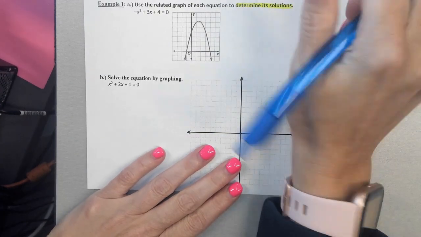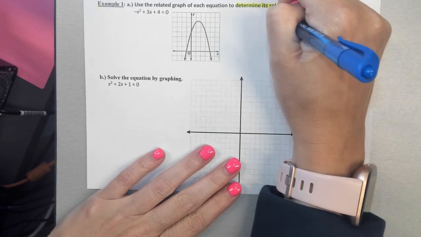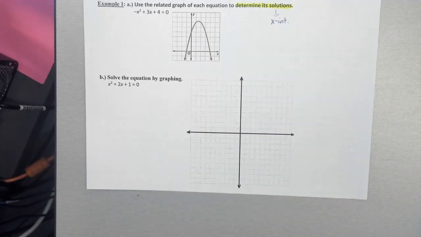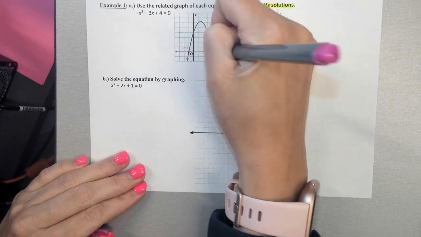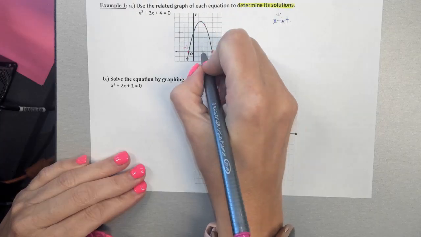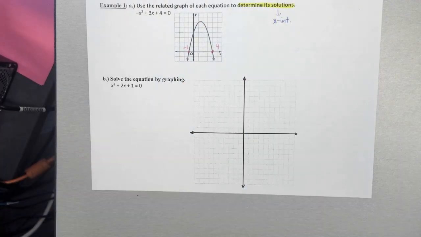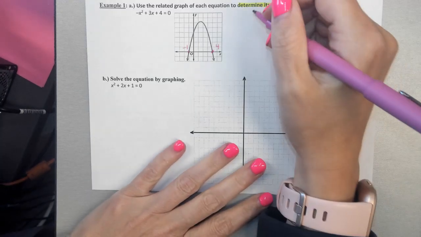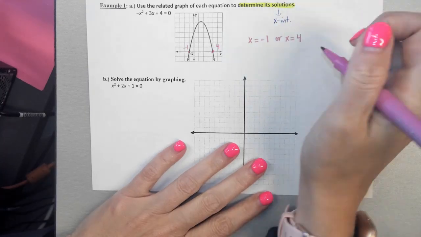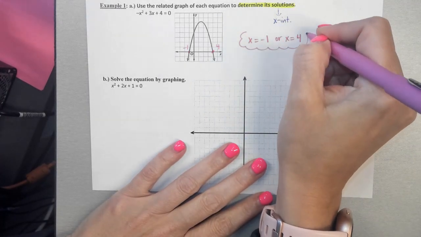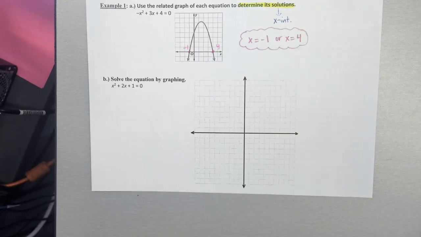Okay, so again, your solutions are the x-intercepts. Your x-intercepts are -1 right here, and then this would be out to 1, 2, 3, 4. Those are going to be your two solutions. So x equals -1 or x equals 4. Or you can just put a comma in between, that's fine. But you have to have those two values, -1 and 4.